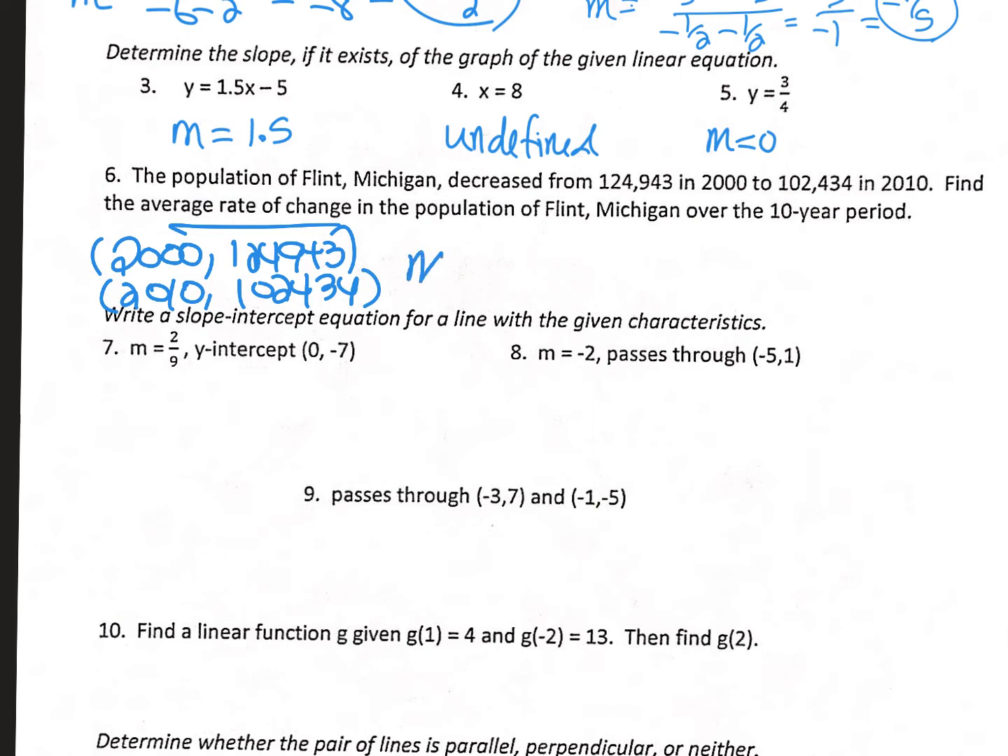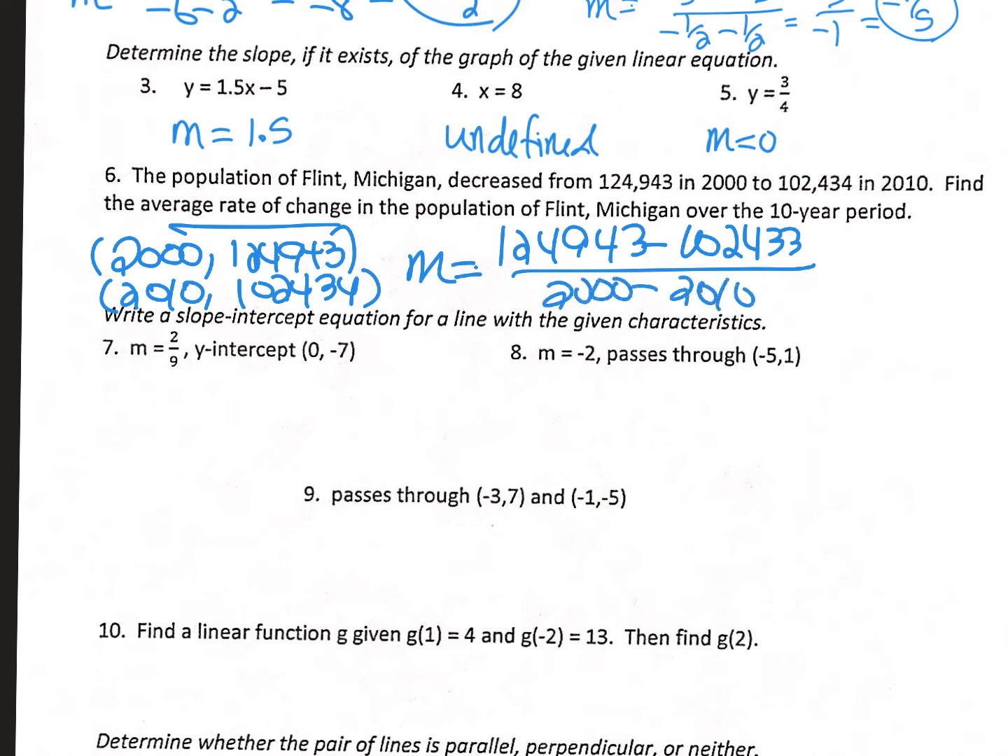So rate of change, take your y's. Let's subtract them. 124,943 minus 102,434. Those are huge. Over 2,000 minus 2010. Obviously, I'm going to get -10 on the bottom. I'm going to punch all that in my calculator. All right, when you punch that in, I'm getting 22,509 over -10, which obviously reduces to -2250.9. Just going to move a decimal over a little bit. And don't forget what that means. What that means is the population is decreasing by 2250 people per year, because we put years on the bottom. That's why we did that.